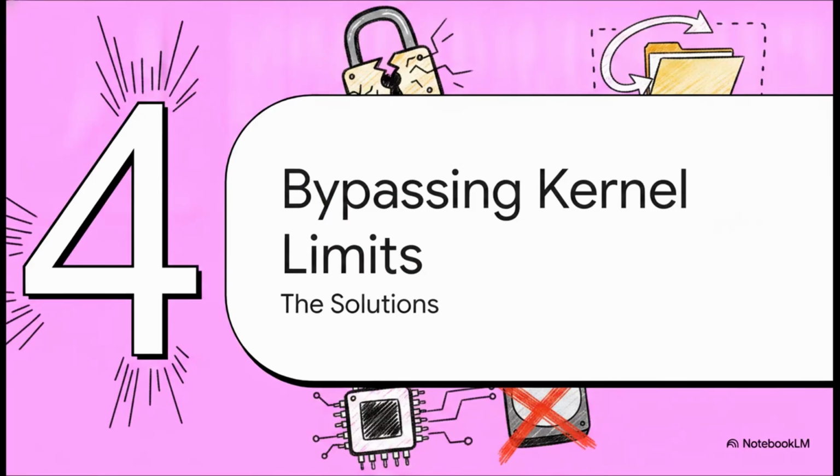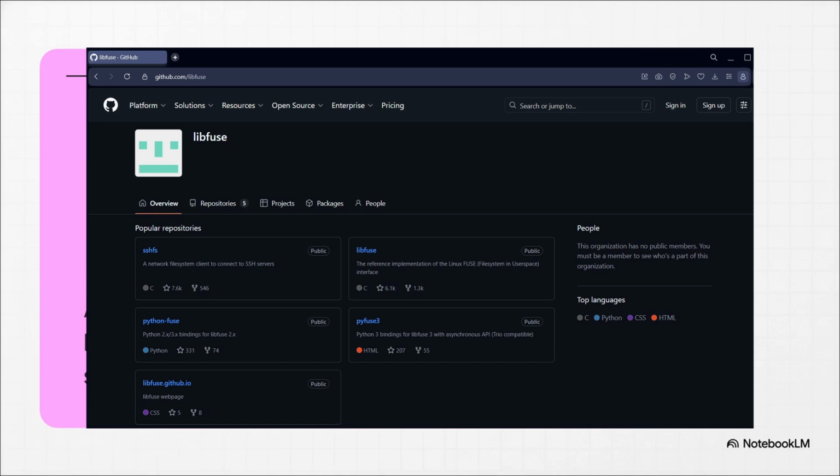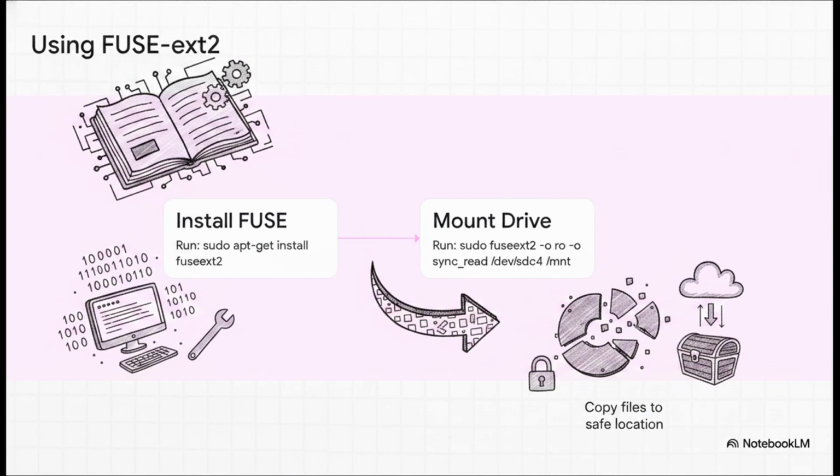Let's move to Section 4, bypassing kernel limits. The solutions. The clever workaround here is something called FUSE, which stands for File System in User Space. Because FUSE operates entirely outside the restrictive, hardware-bound kernel space, it basically acts as a software translator. It neatly sidesteps your CPU's memory page limits, finally allowing your standard 4KB Ubuntu laptop to parse and read those giant 64KB ext4 blocks.